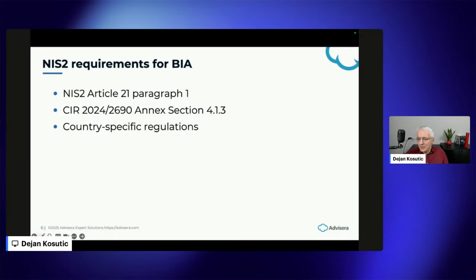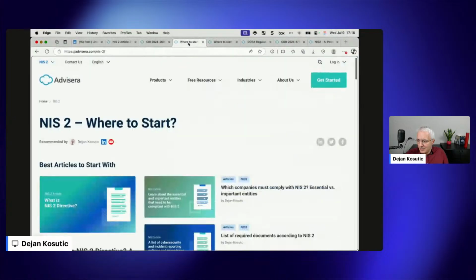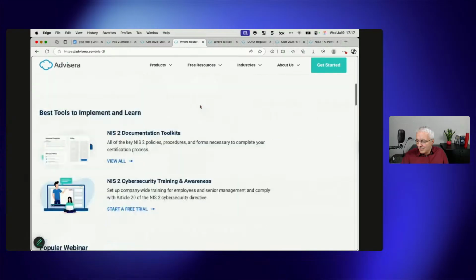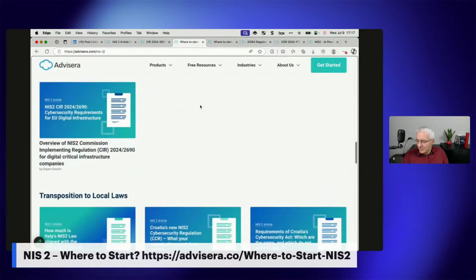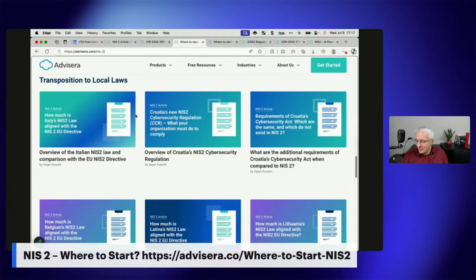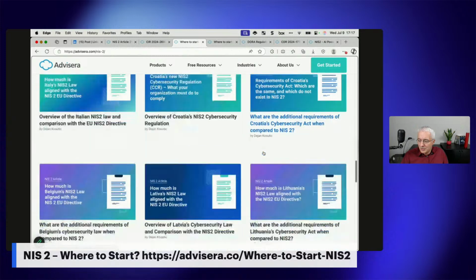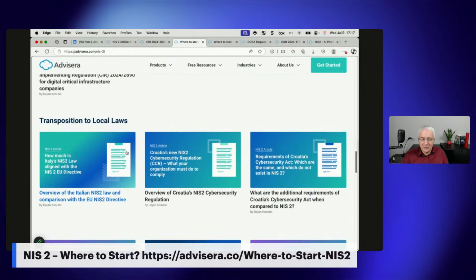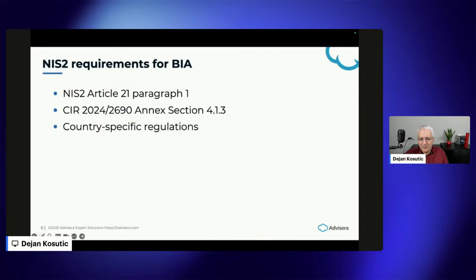Now, let me just share on the Advisor website, you have this page called NIS2 Where to Start. And here, when you scroll down, you will see a section which speaks about transposition. Transposition basically means how EU countries are publishing their own laws based on NIS2. And here you have various articles which speak about the details. So if you want to learn more about what local laws and regulations are saying, you can take a look at this particular page. Okay, going back to my presentation.